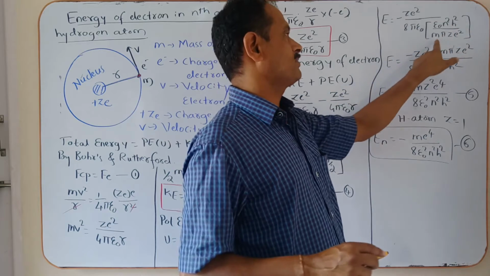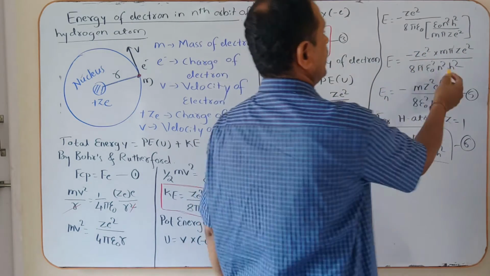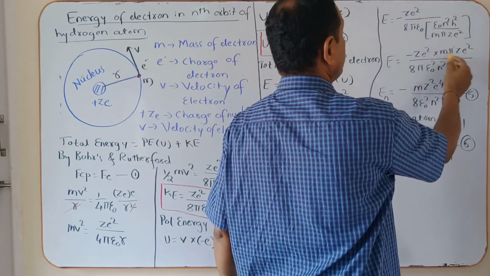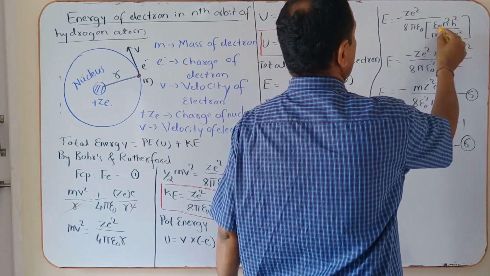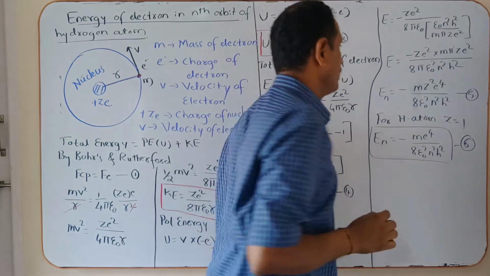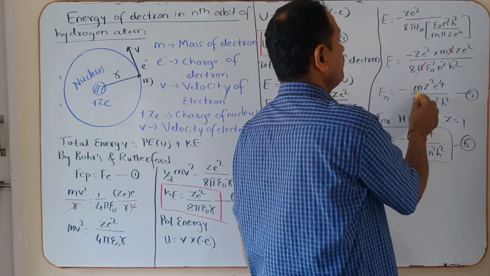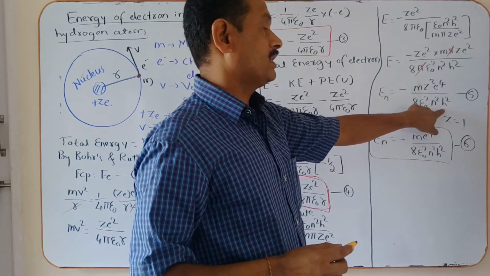Epsilon naught n square h square divided by m pi Z square. Now you cross multiply. You take this in the denominator, and take m pi Z square in the numerator. Here 8 pi epsilon naught into epsilon naught square n square h square. Now pi gets cancelled here. What happens? E is equal to minus m Z square e raised to 4 divided by 8 epsilon naught square n square h square.